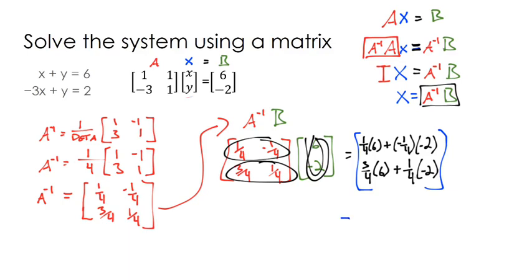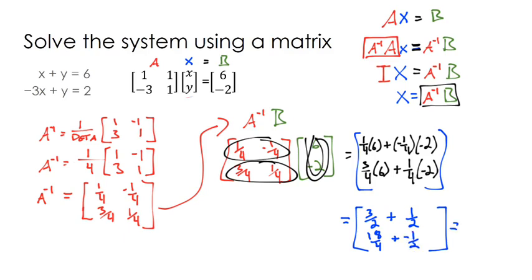So let's do the math here. Up here, 1/4 times 6 is going to be 6/4, which simplifies to 3/2. But we're going to add it to negative 2 times negative 1/4. A negative times a negative is a positive. 2 times 1/4 is 2/4, aka 1/2. And then on the bottom we have 6 times 3/4, which is 18/4. And then we're going to add that to negative 2 times 1/4, which is negative 2/4, or negative 1/2.